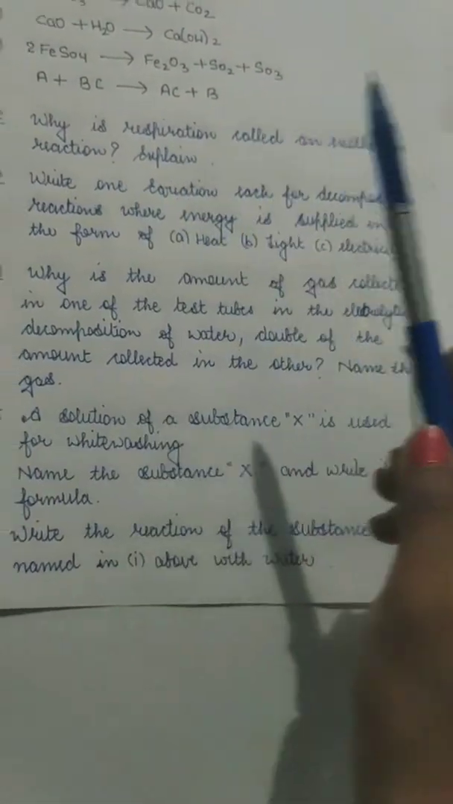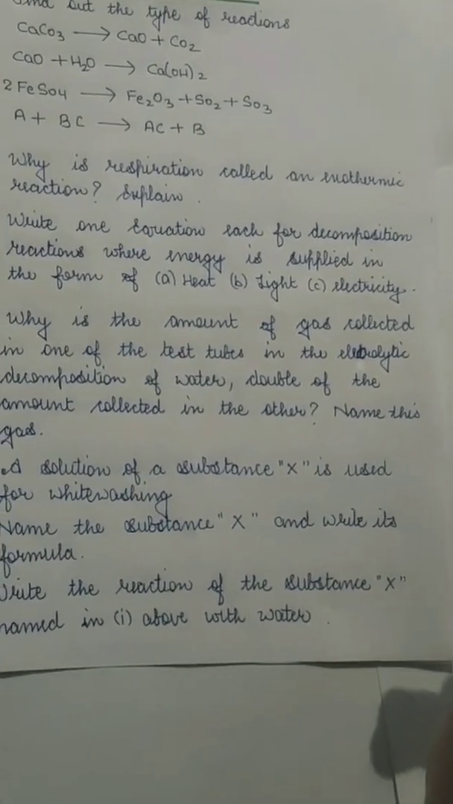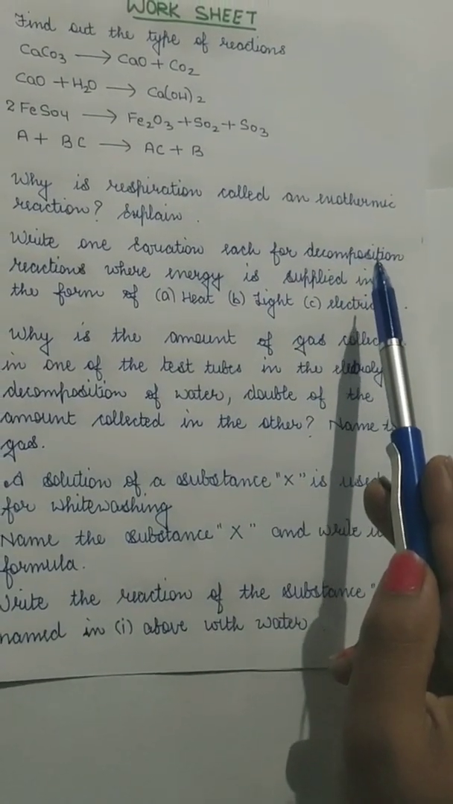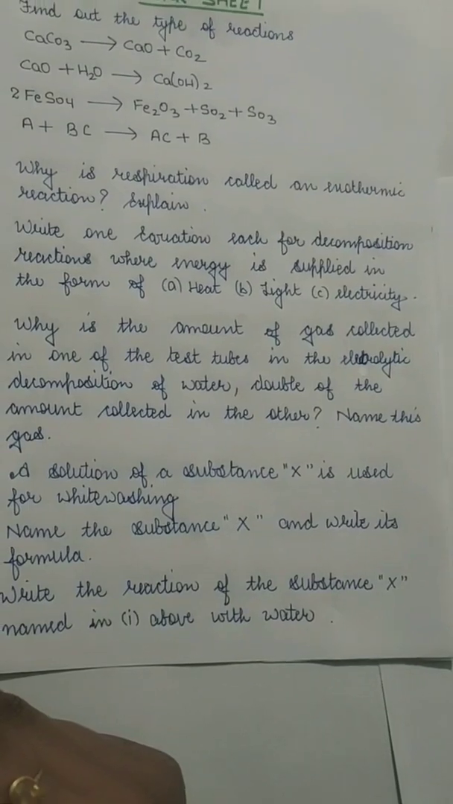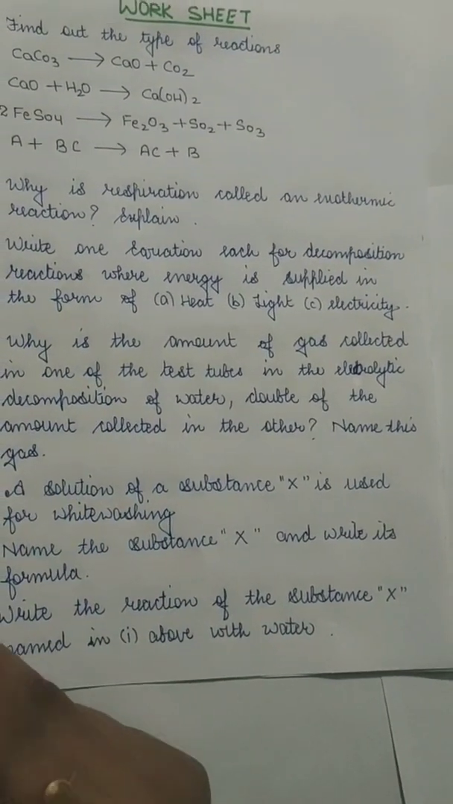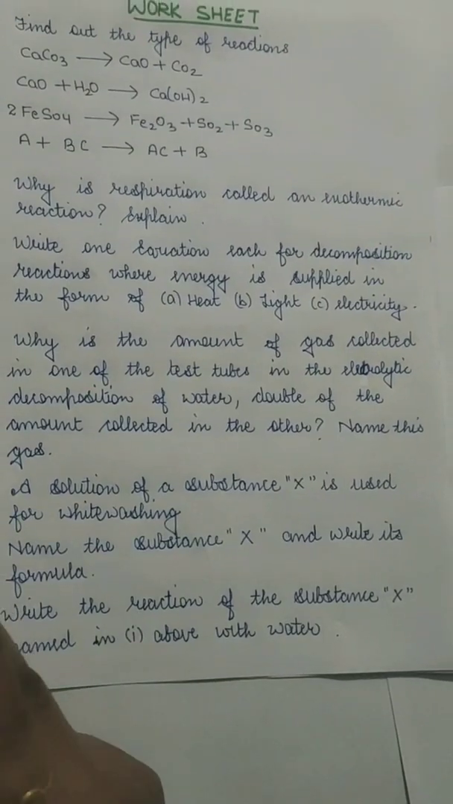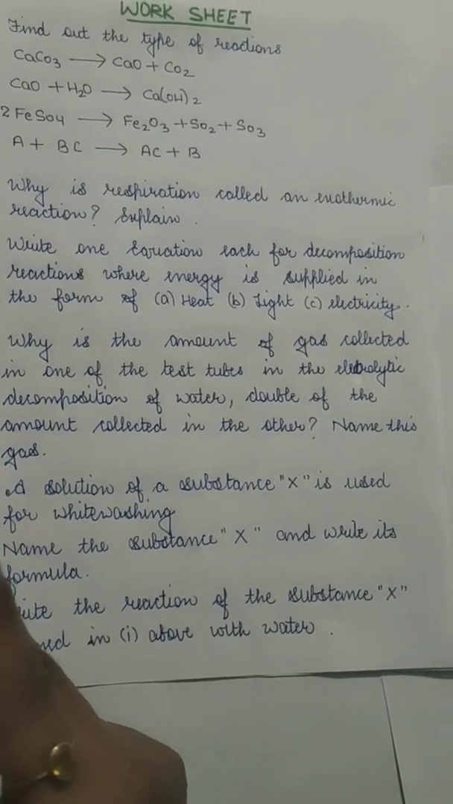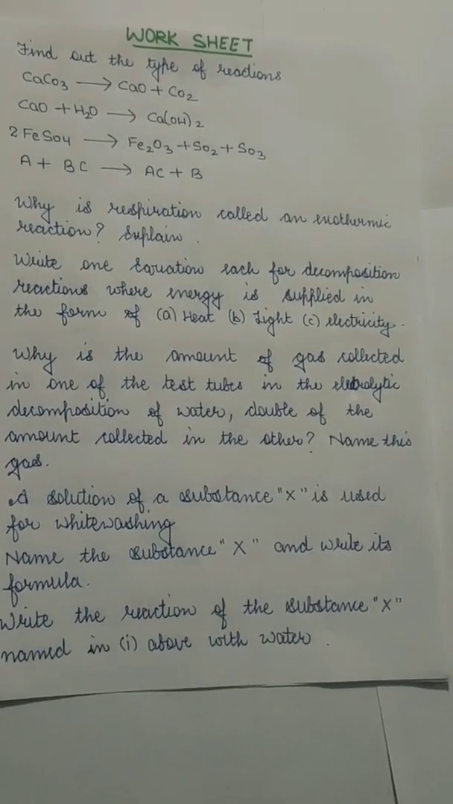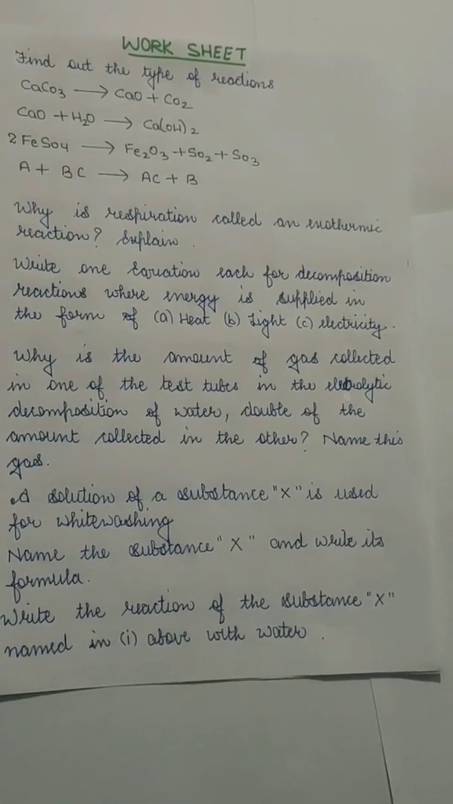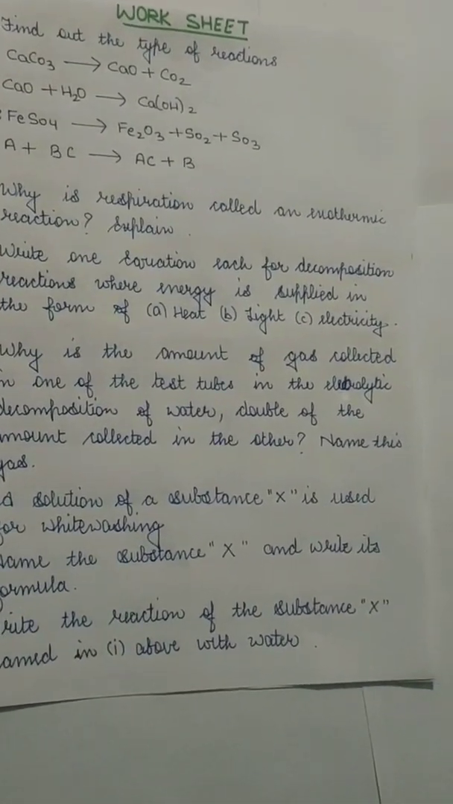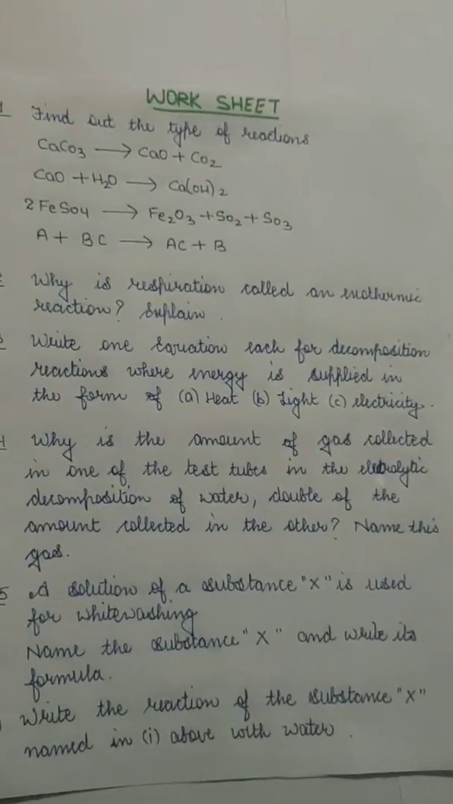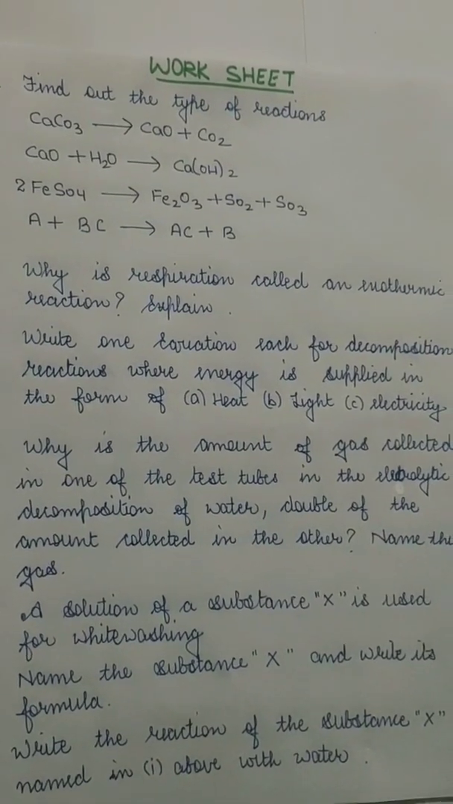I hope you will all be able to do it by the time I make the next video. Write one equation each for decomposition reaction where energy is supplied in the form of heat. In this you have to write the reactions of decomposition in which energy is supplied, because a decomposition reaction is a reaction in which energy is supplied. This energy will be supplied in the form of heat, light, and electricity. So you have to write all 3 reactions, showing how the energy is supplied in the form of heat, light, and electricity.